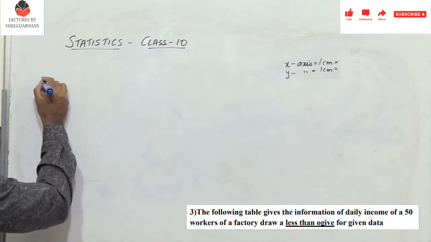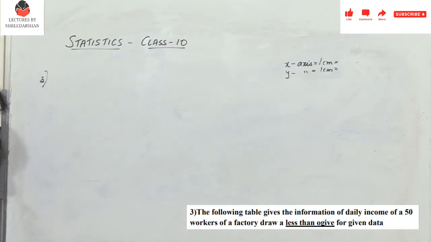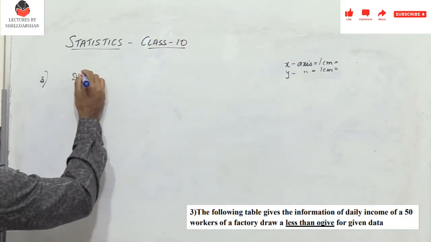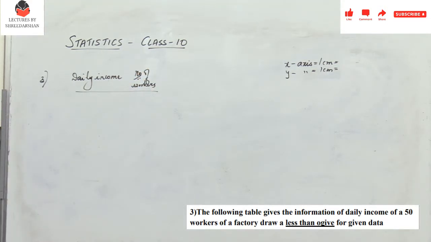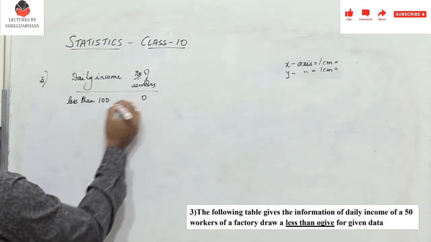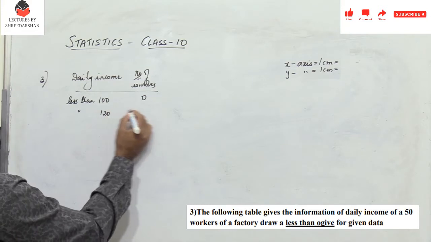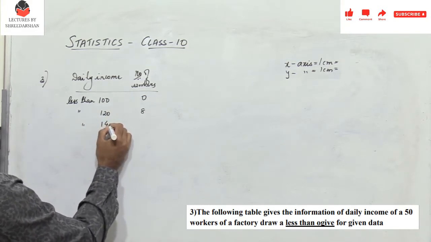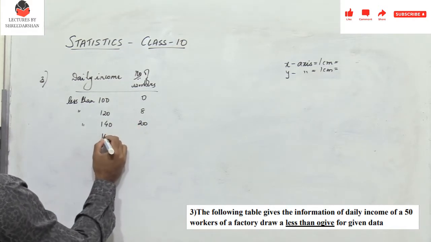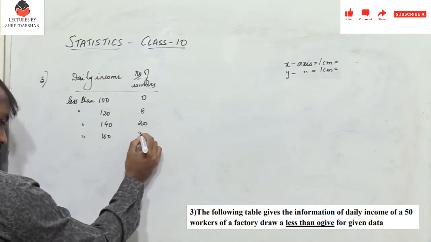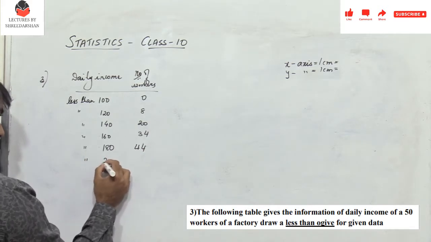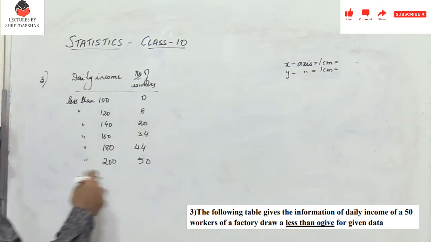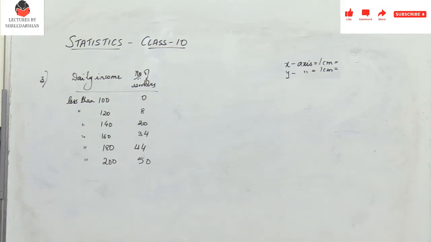So the third problem, we have the daily income of the workers. So I have daily income, and then we have number of workers. So daily income less than 100 is 0, less than 120 is 8, less than 140 is 20, less than 160 is 34, less than 180 is 44, and less than 200 is of course 50. So we don't have to add, because the cumulative values have already been given here. So we need to of course draw the less than type ogive.